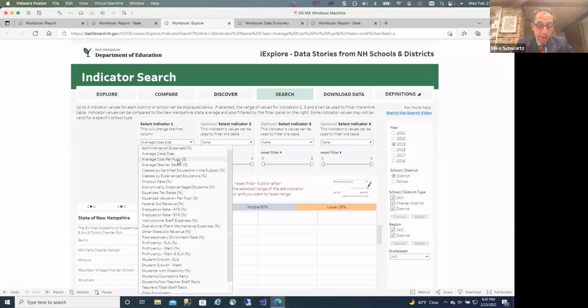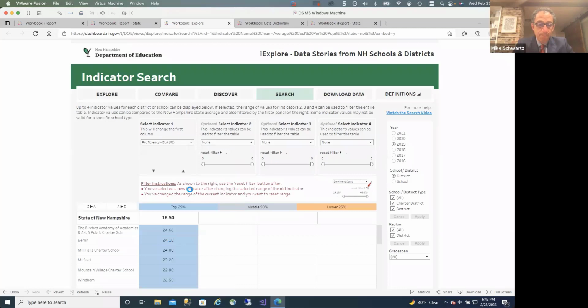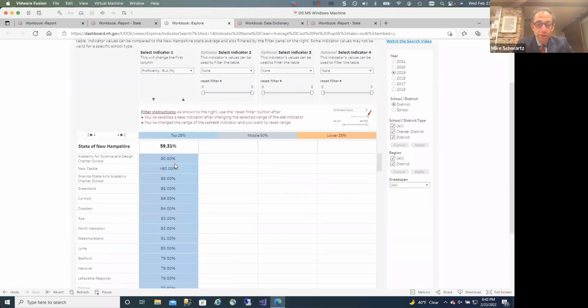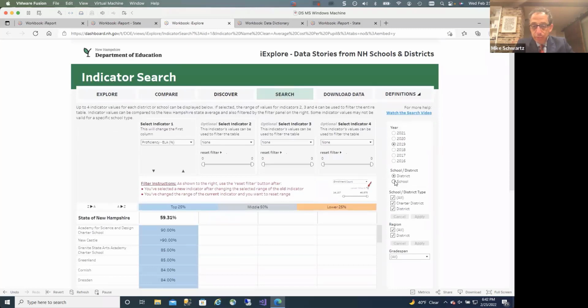So we talked about looking at English language proficiency. So we're going to look at the percentage of students who are proficient in ELA. But as soon as I select that, it's going to now show me all the schools or districts in the state. As a matter of fact, I want to look at schools. So I'm going to click at schools here. So I'm looking at schools across the state.